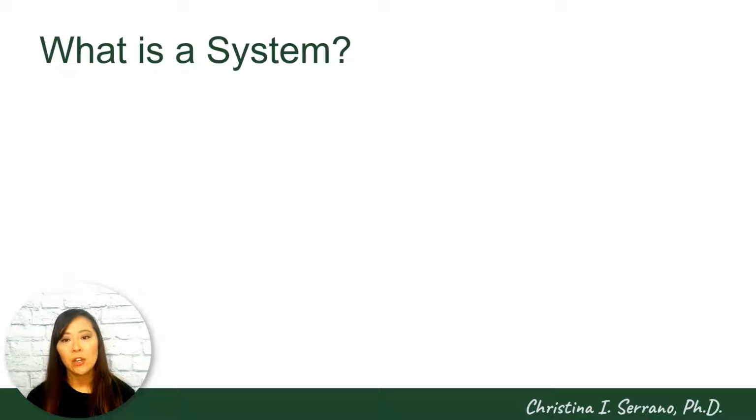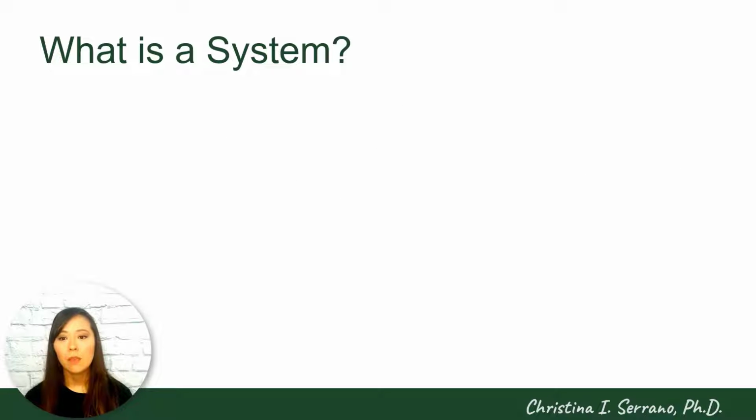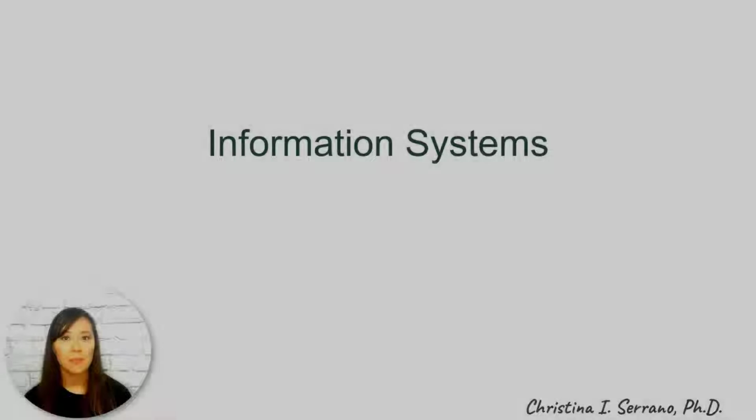Okay, so let's start by talking about what systems are. A system is a combination of different things or components that work together to form a whole to achieve certain goals. You may remember from a biology class learning about the circulatory system, which includes different components like the heart and blood vessels that all work together to circulate blood throughout the body.